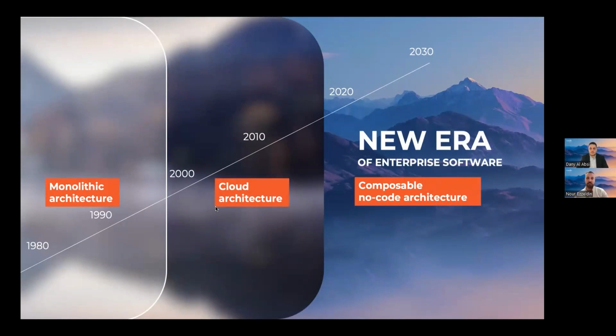So we moved to the 2000s, 2010, and we started to see the cloud architecture. And this was very helpful for organizations to release some of their resources, from their infrastructure, application platform, and databases, to be managed by the public cloud vendors. However, it still did not address the flexibility of your application and your customization and adding new features in a very simple and easy way. So today we live in the new era of enterprise software, which is what we call the composable no-code architecture.